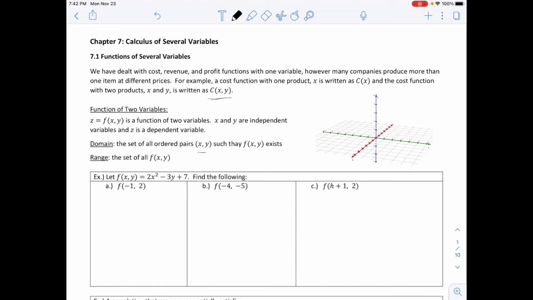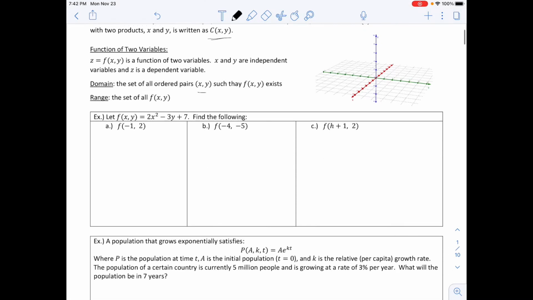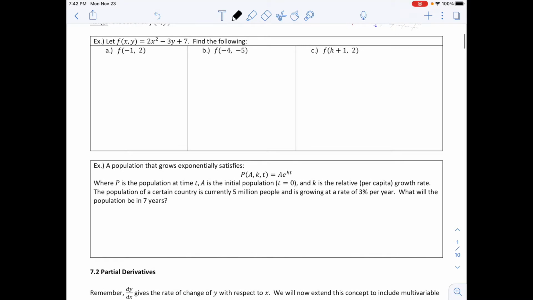You will see that if you were to graph these kinds of functions, they are now three-dimensional because there's a z, an x, and a y, versus just an x and a y, which are two-dimensional graphs. So the first example says let f of x, y equal 2x squared minus 3y plus 7. Find the following. If you notice, this is now a function not just in terms of x, it's now in terms of x and y. And so we know that x is equal to -1 and y is equal to 2. In order to do this problem, we need to substitute in -1 for x and then 2 for y.